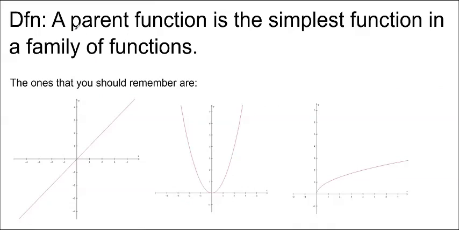Okay, a parent function is the simplest function in a family of functions. So it's the very simplest whatever it is. Like if it's a line, it's the very simplest line that you can get. So you have to remember the line, the parent function is y equals x. It's the simplest because we have a slope of 1 and a y-intercept of 0.